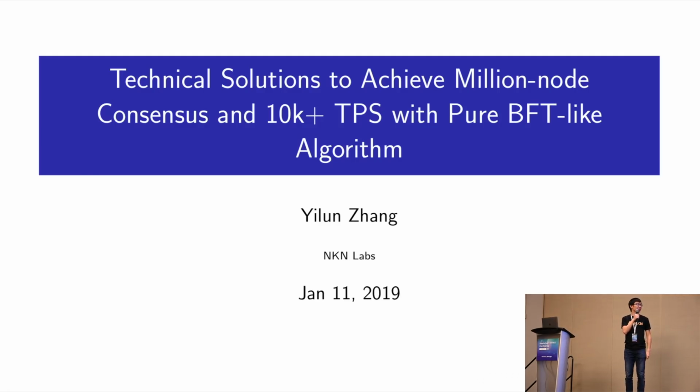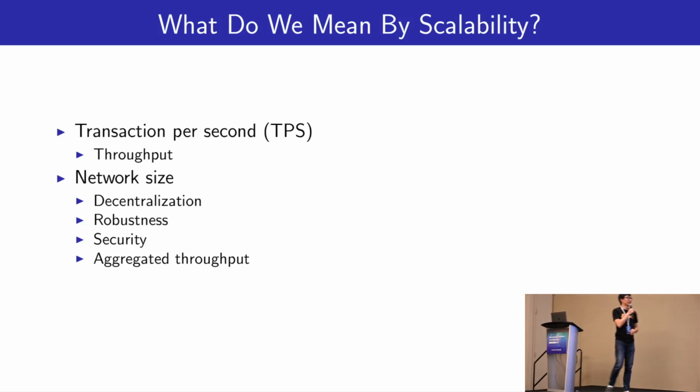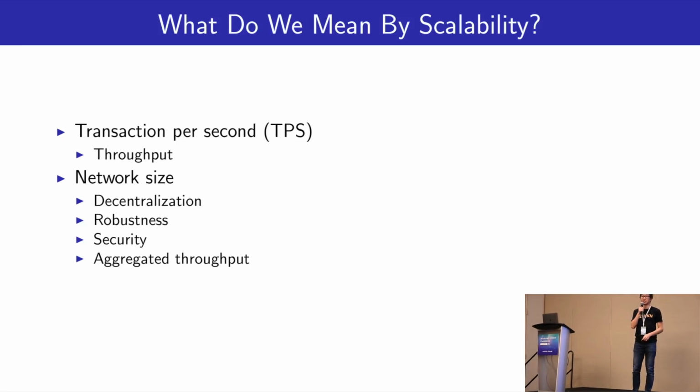Today I'm going to talk about the technical solutions to achieve million node consensus and more than 10K TPS with a pure BFT-like algorithm. First of all, let's take a look at scalability. So what do we mean by scalability?